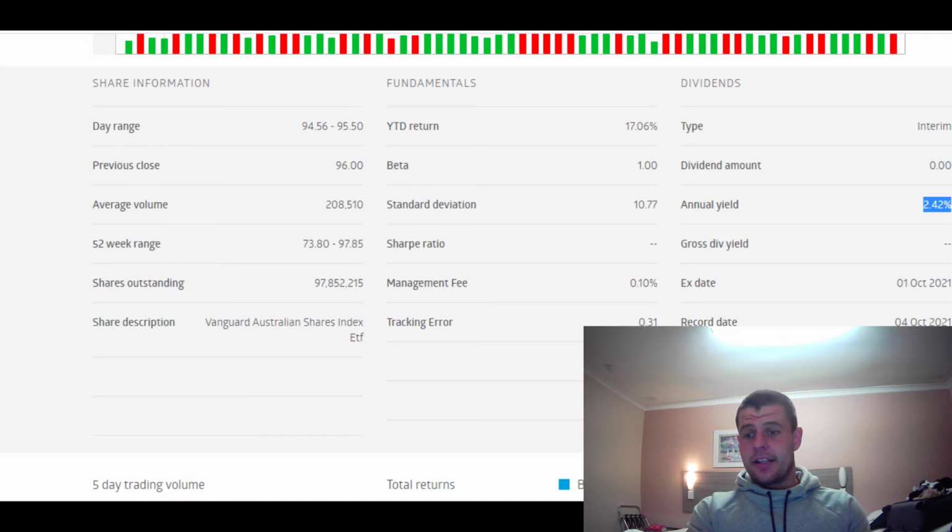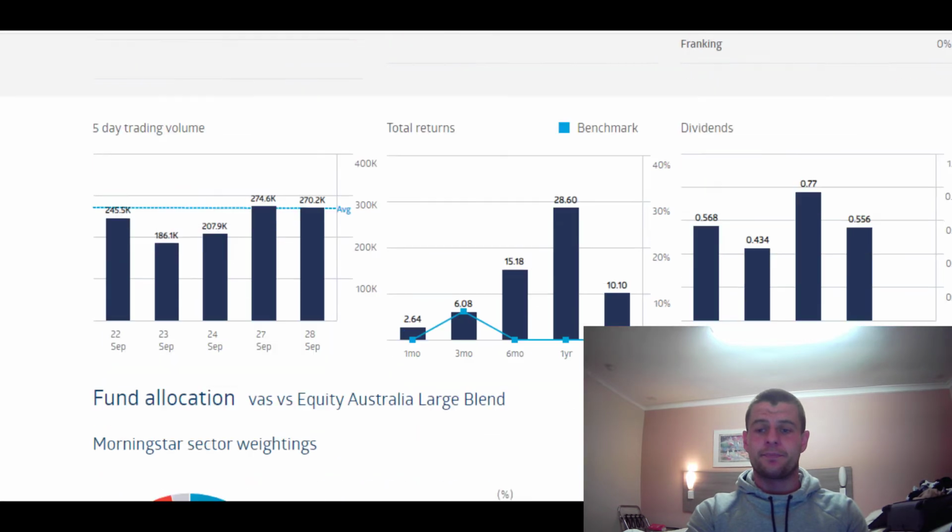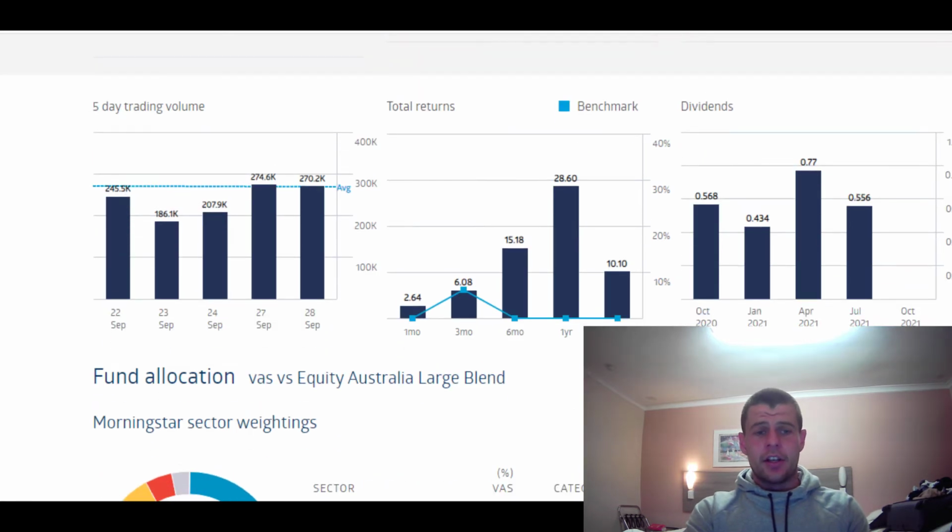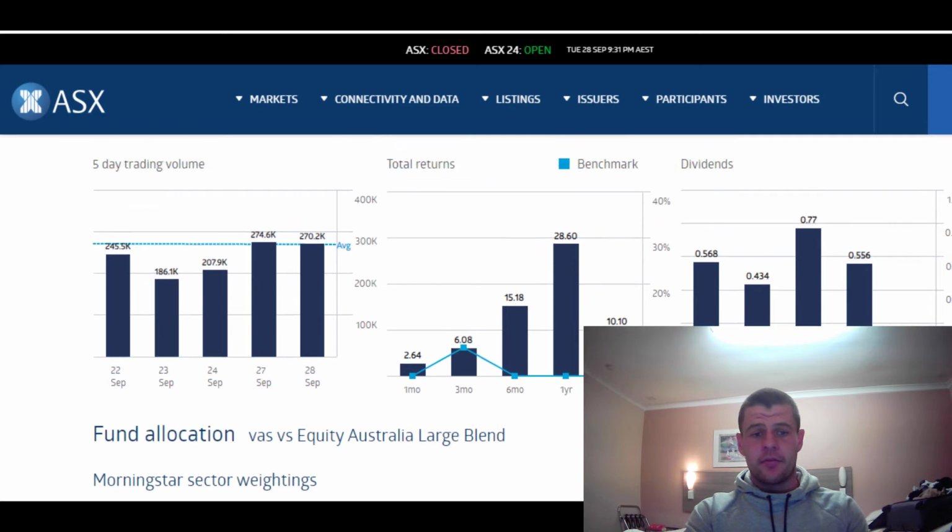Alright, so the next dividend that's coming out will be recorded on the 4th of October 2021 and paid out on the 18th of October. And there was an announcement today, so when we go a bit lower and I show you the announcements, you'll be able to see what VAS is paying and also the other Vanguard index funds that you can purchase on the ASX. Alright, so we've got our 5-day trading volume here, which is just showing how many shares have moved in and out of the market or in and out of buy and hold positions.